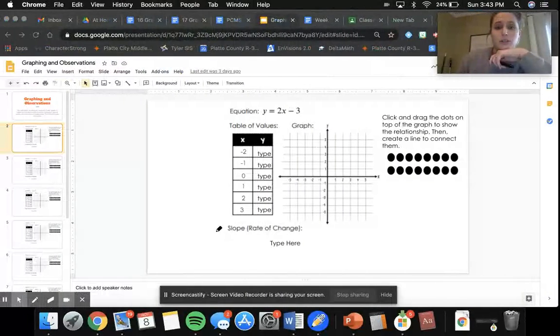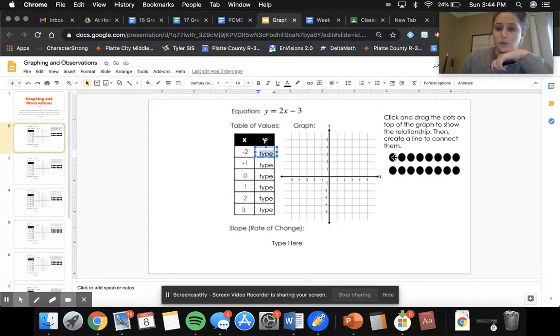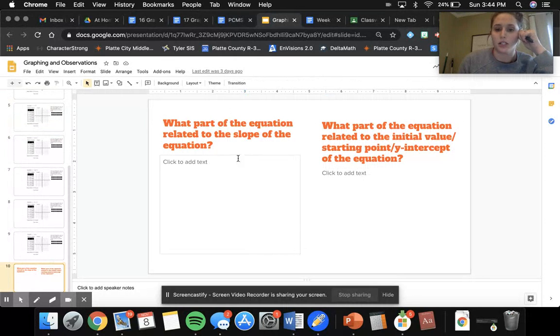Again, if you're on the Google slide, you will have to click and type all of your inputs and outputs in. You will have to click and drag, and you will have to type it as well. Then you'll have to create that line. And then the very last question is just a click and type.